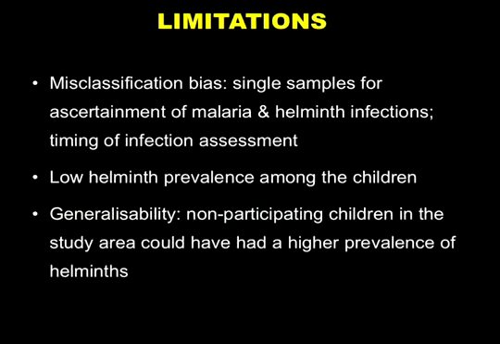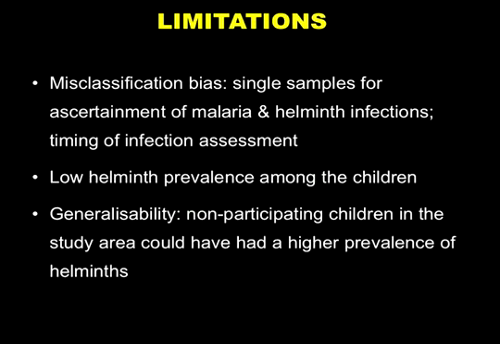For the limitations, the main limitation was a single sample for ascertaining malaria and helminth infections, which could result in misclassification bias. However, this would only dilute the effect sizes observed. The other limitation was possibly the timing of infection assessed. For example, in pregnancy, it was a one-time point assessment for malaria and stool, and yet we could have missed the infections at other time points.